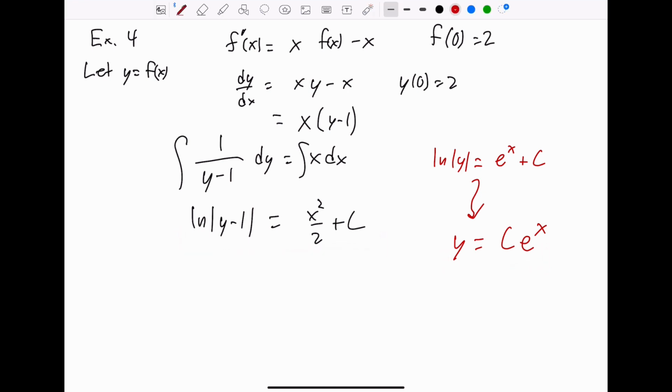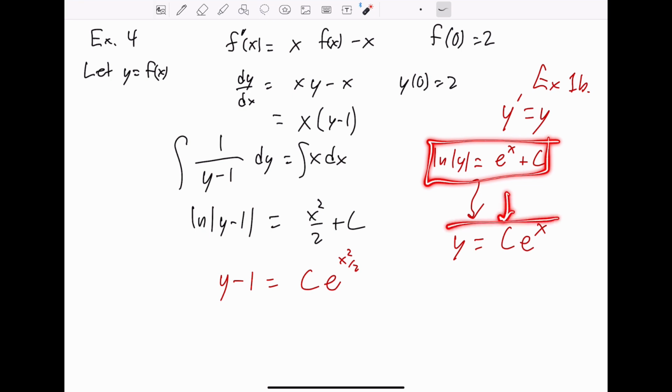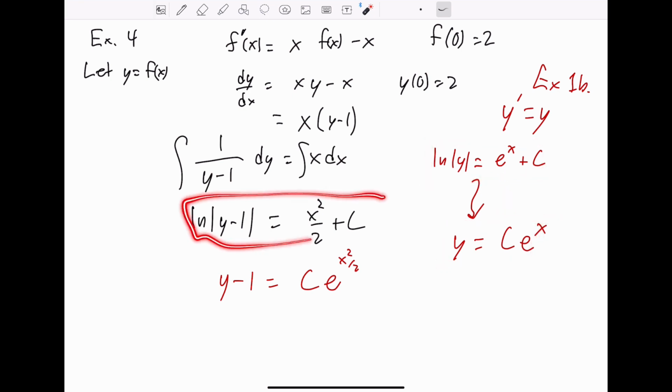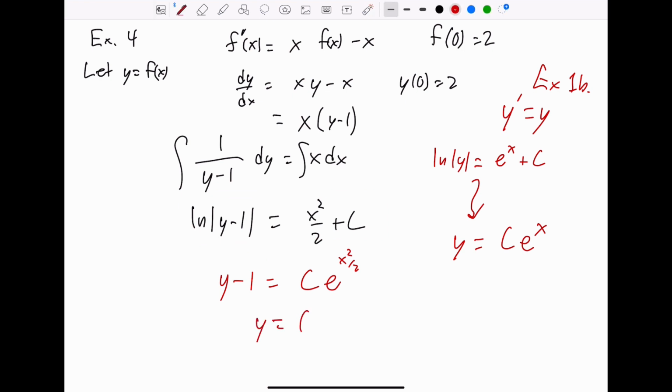So if I solve for y, well first let's just solve for y minus 1. y minus 1 will be c e to the x squared divided by 2. c is an arbitrary constant for both of these. And if you look back at the example where we solved this, the differential equation there was y prime equals y. This was example 1b. If you look at the steps that we used to go from this expression to this expression, you could duplicate these steps for the example that we're working through right now. So the final answer here, y equals c e to the x squared over 2 plus 1.